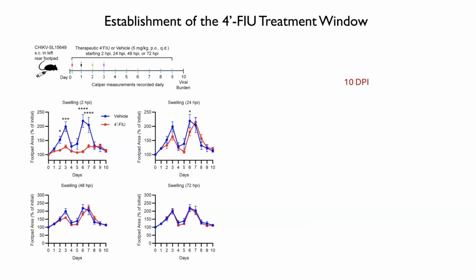Okay, so then we also wanted to try to do studies to establish the treatment window, at least during the acute phase of infection. So we used a very similar experimental setup. Again, the mice are being treated once per day with 5 mg per kg by oral gavage. And in this case, we initiated treatment at 2 hours post-inoculation. And then we had some additional experimental groups where we initiated treatment at 24, 48, or 72 hours post-virus inoculation. And in each case, we performed these swelling measurements.